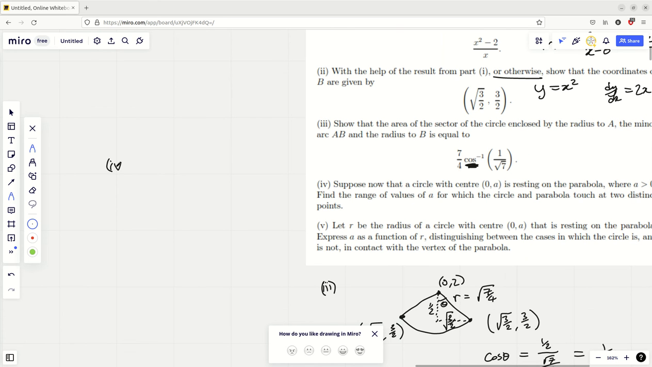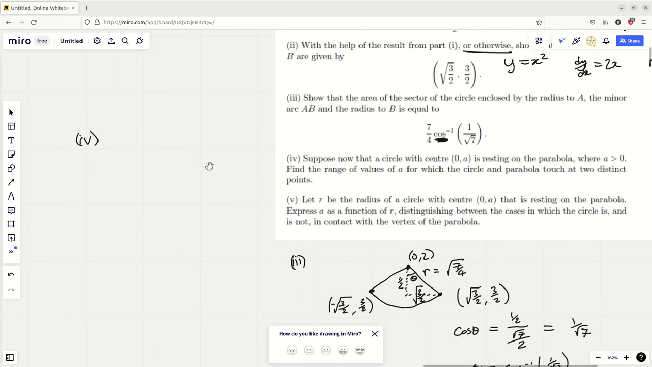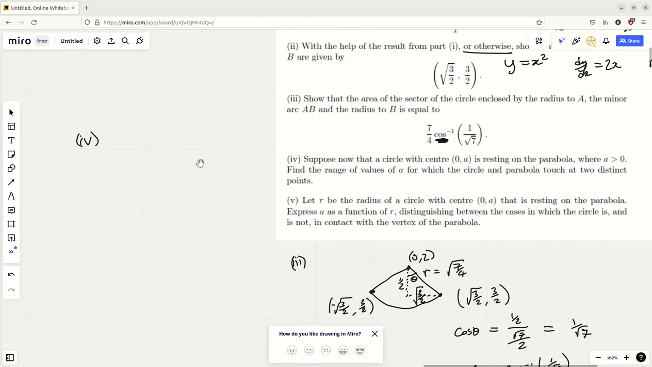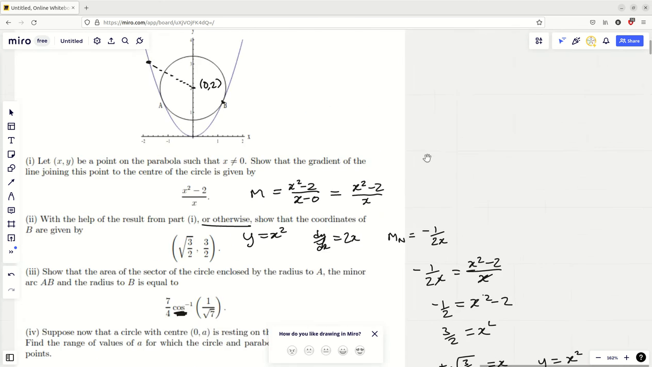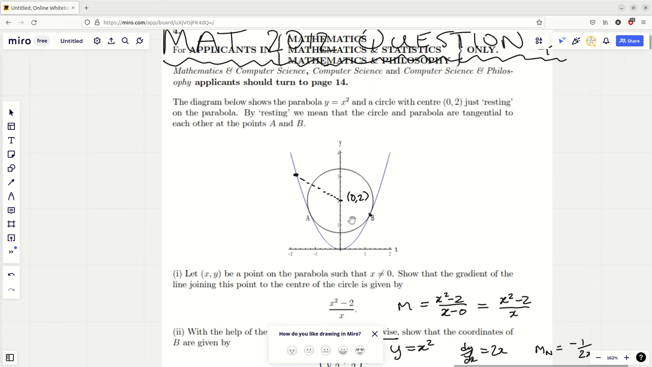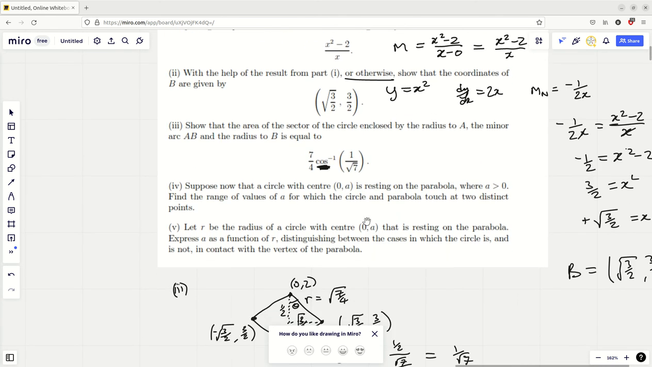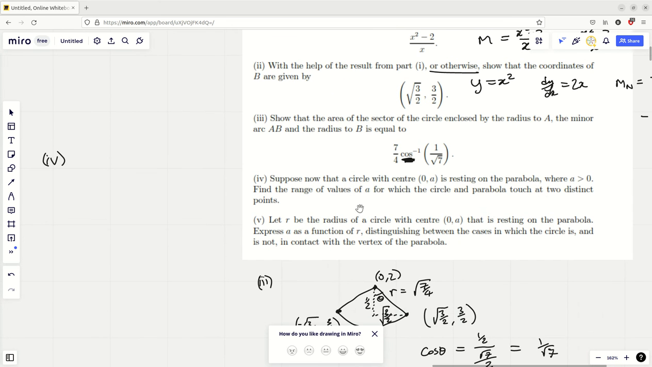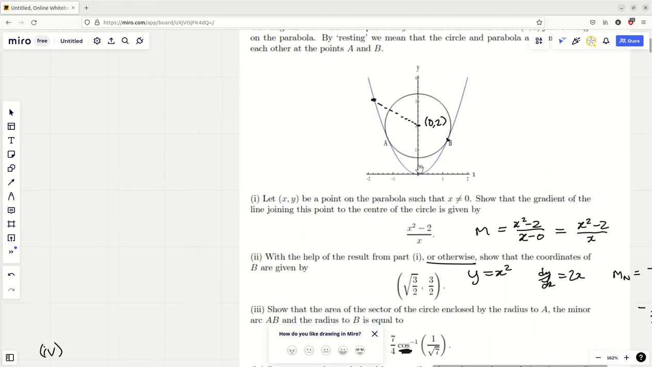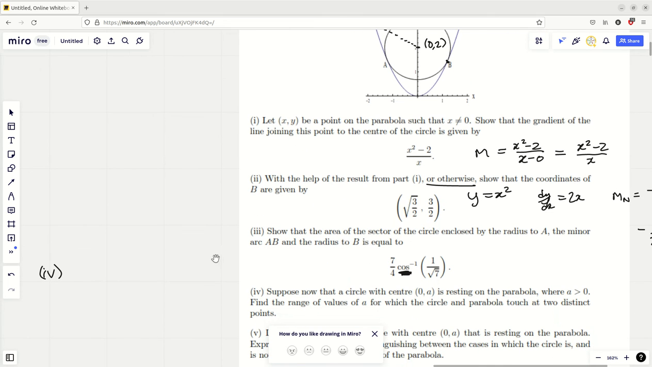Okay, part 4. What are we doing on part 4? Suppose now that a circle with centre 0, a is resting on a parabola, where a is greater than 0. Okay, so we're no longer at 0, 2. The circle is 0, a. So they're varying the height of the circle. It's still resting on it though. Find the range of values of a for which the circle and the parabola touch at two distinct points. Yeah, two distinct points. Because I guess it could just sit here at the bottom, touching at one repeated point, if you like a repeated root. But we're trying to find a range of values of a for which it touches at two distinct points.